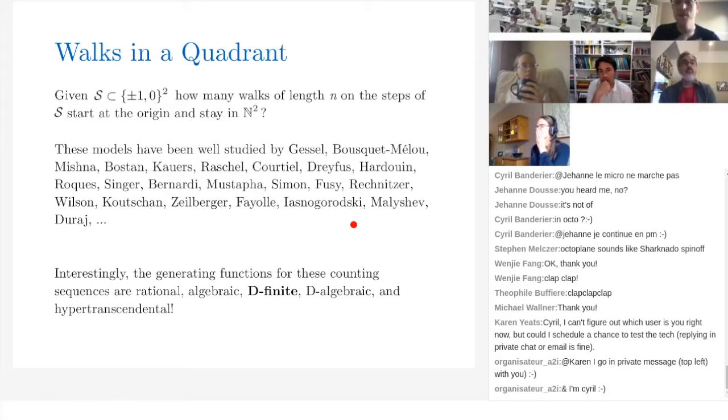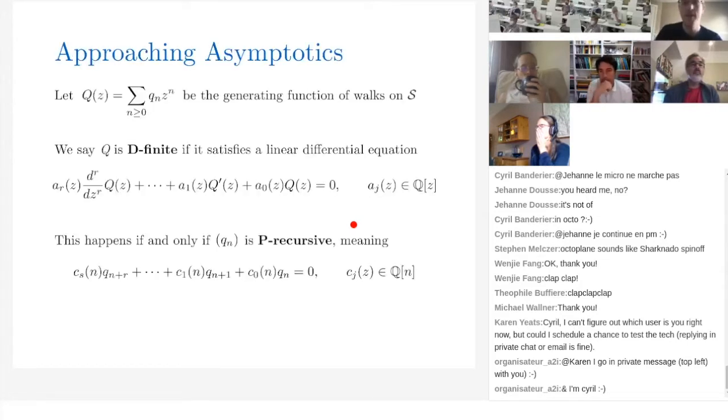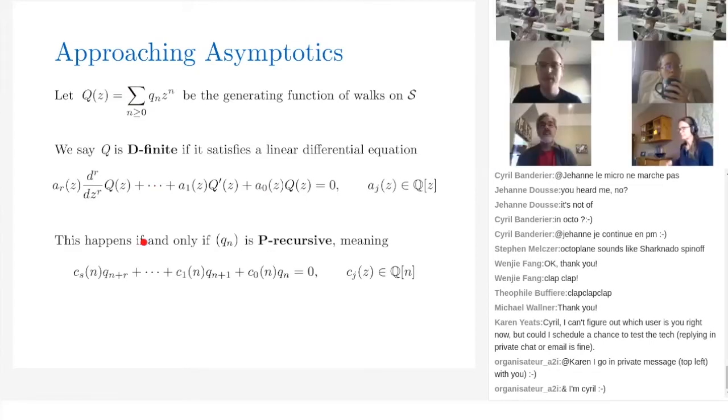So here I want to focus more on D-finite functions and how we can connect this to the multivariate theory. And so just to remind everyone, if I have a generating function, say the generating function of walks, then I'll call it D-finite if it satisfies a linear differential equation with polynomial coefficients. And this happens if and only if the coefficient sequence is P-recursive, which means that it satisfies a linear recurrence with polynomial coefficients.